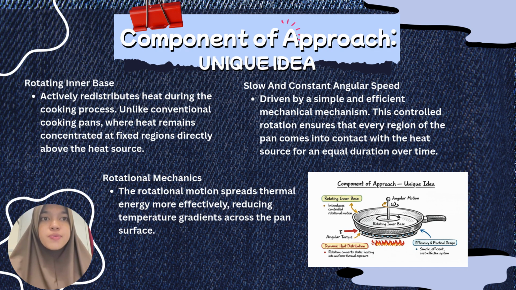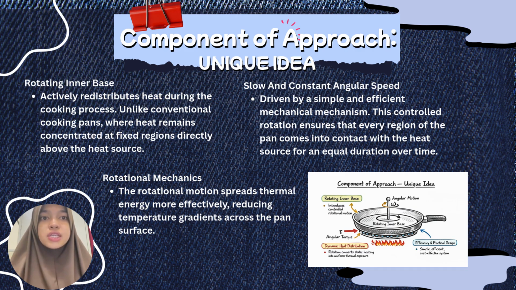Component of approach. The unique idea behind the improved smart cooking pan is the integration of a rotating inner base that actively redistributes heat during the cooking process. Unlike conventional cooking pans, where heat remains concentrated at a fixed region directly above the heat source, this innovative design introduces controlled rotational motion to ensure more uniform heat distribution across the entire cooking surface.